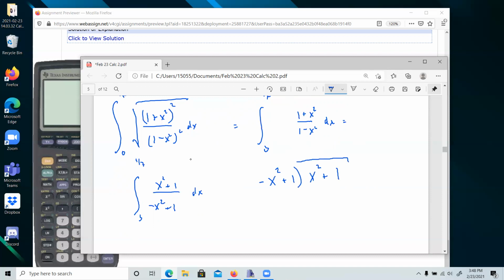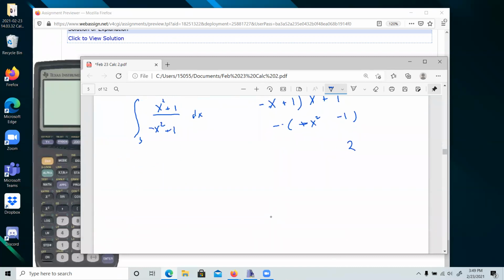You know, everybody loves polynomial division. I know this is your favorite thing. They have to match. 1 times negative 1 is negative 1. We're going to subtract x squared minus a negative x squared, right? So that should be positive because negative 1 times negative 1. So x squared minus x squared is 0, and 1 minus a negative 1 is 2. So this integral is really 0 to 1/7, and we have negative 1 plus 2 over 1 minus x squared.